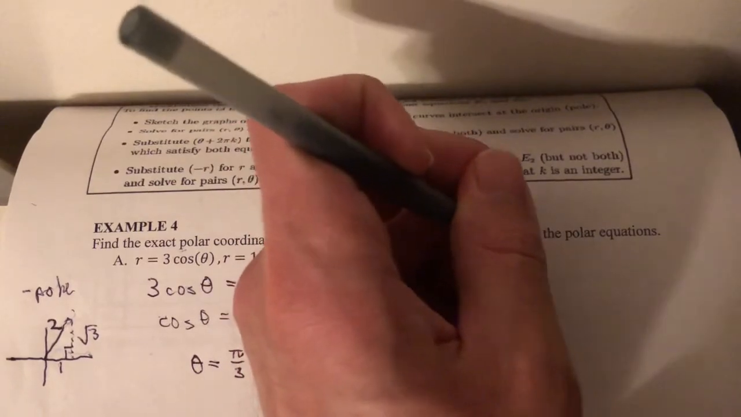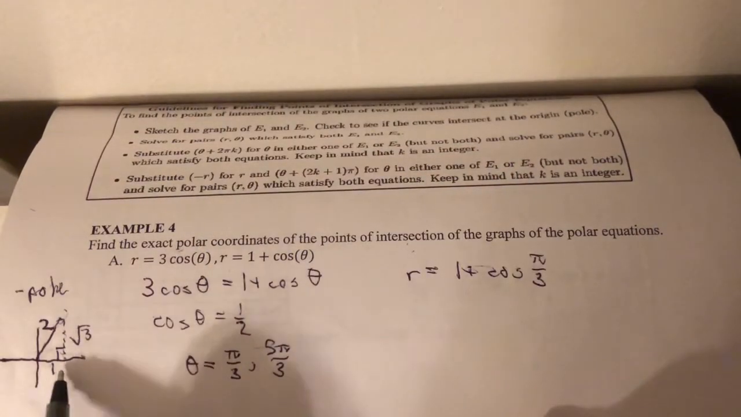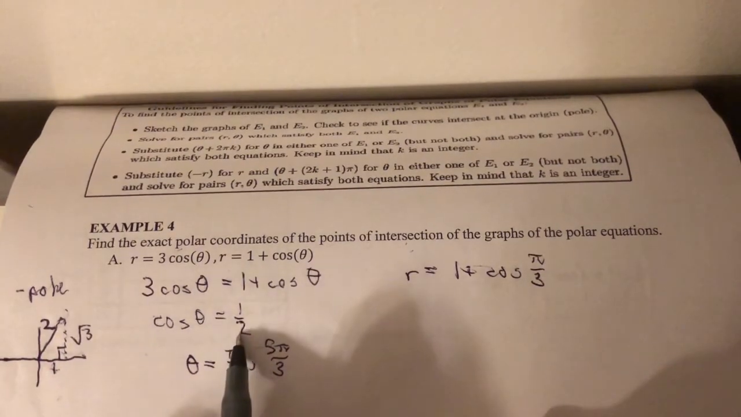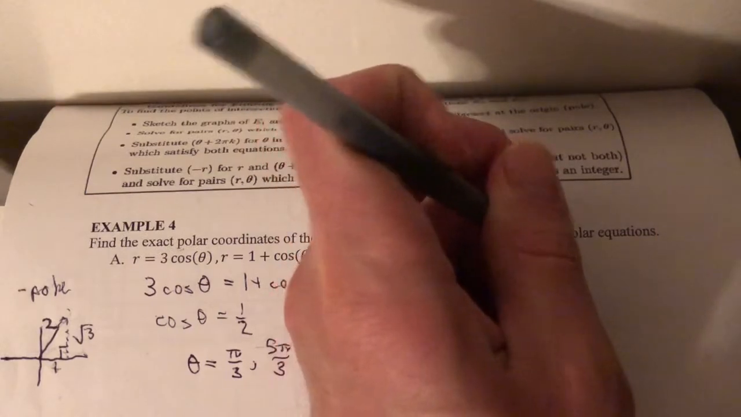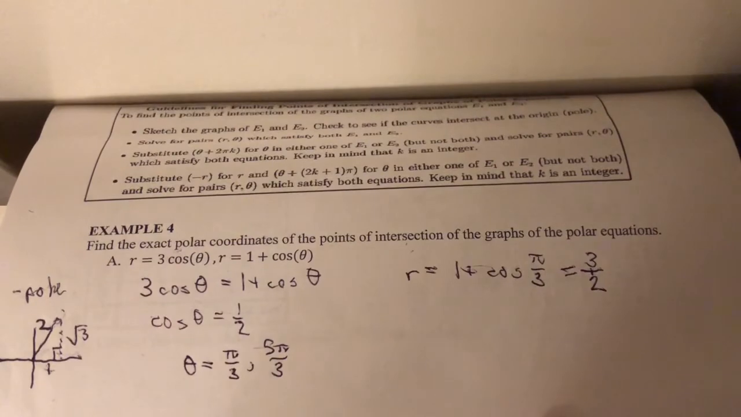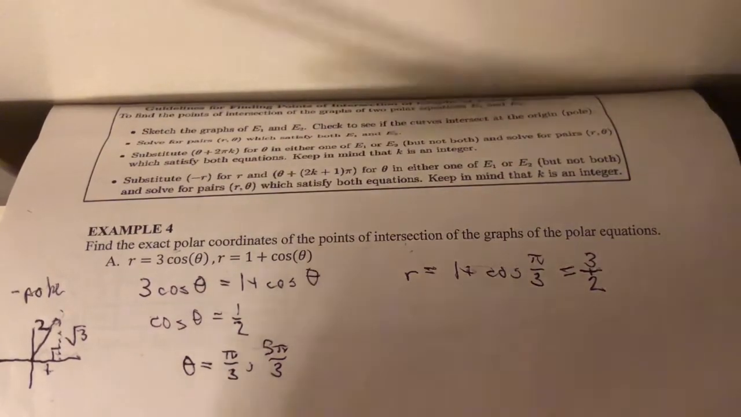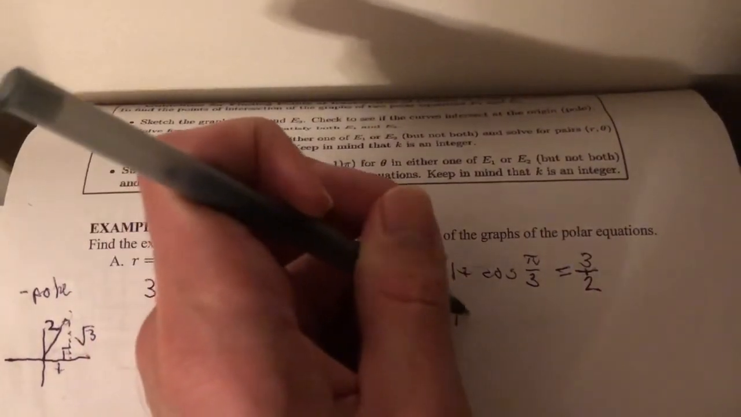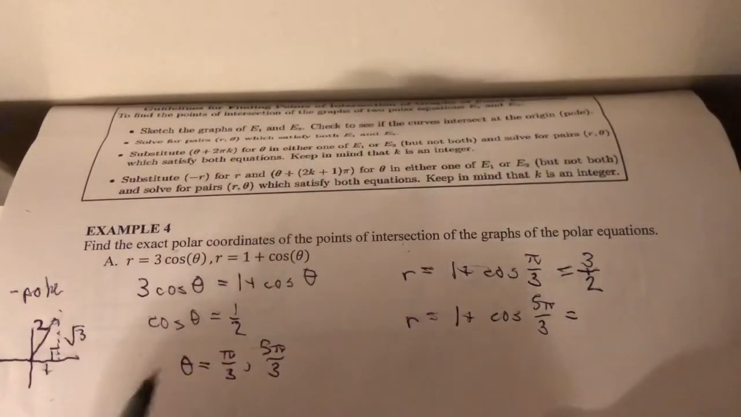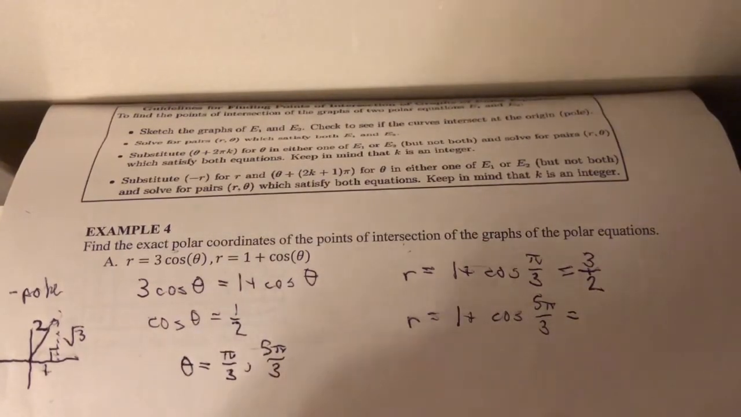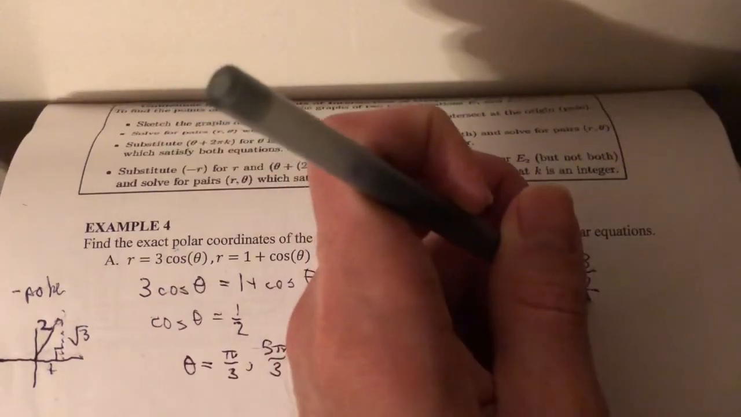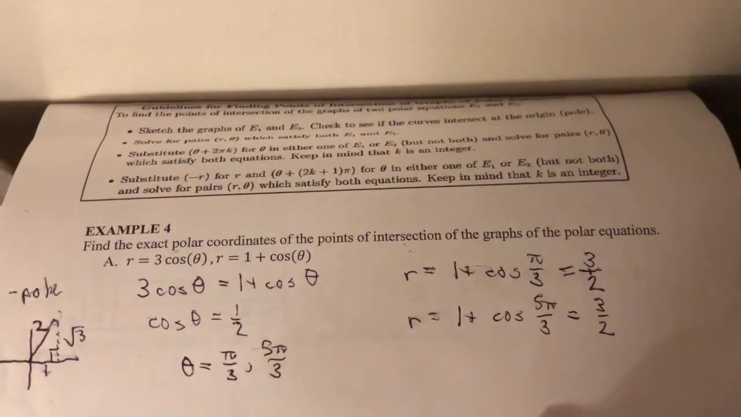So if I plug in pi over 3 here, I've already got a nice reference triangle written out. Cosine of that angle is 1/2. What do you know? That's the way we designed it. So r is going to be 3 over 2. And if you do the same thing in the fourth quadrant, 1 plus cosine of 5 pi over 3, well, again, by design, or you can draw the reference triangle out, cosine of 5 pi over 3 is going to be 1/2. So again, we're going to get an r value of 3/2.